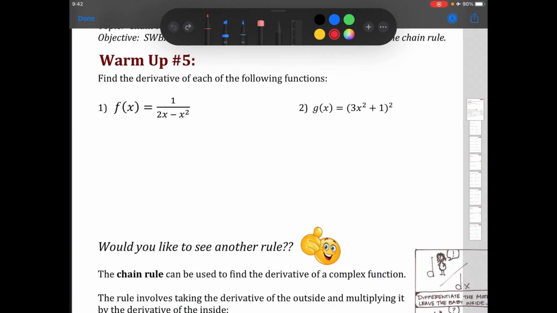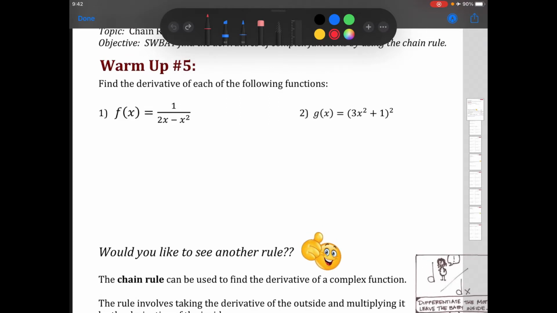So the warm-up says, find the derivative of each of the following functions. Here I see a fraction, so I'm going to use my quotient rule. So this would be my A and this would be my B. So what is going to be f prime of x? It is the derivative of the numerator, which is 0, times the denominator, minus the numerator times the derivative of the denominator, which would be just 2 minus 2x, all over denominator squared.